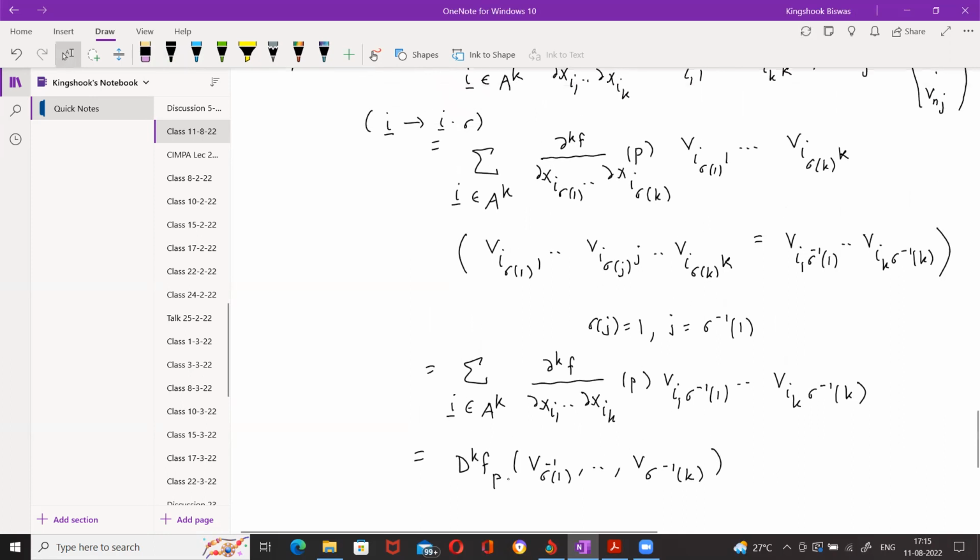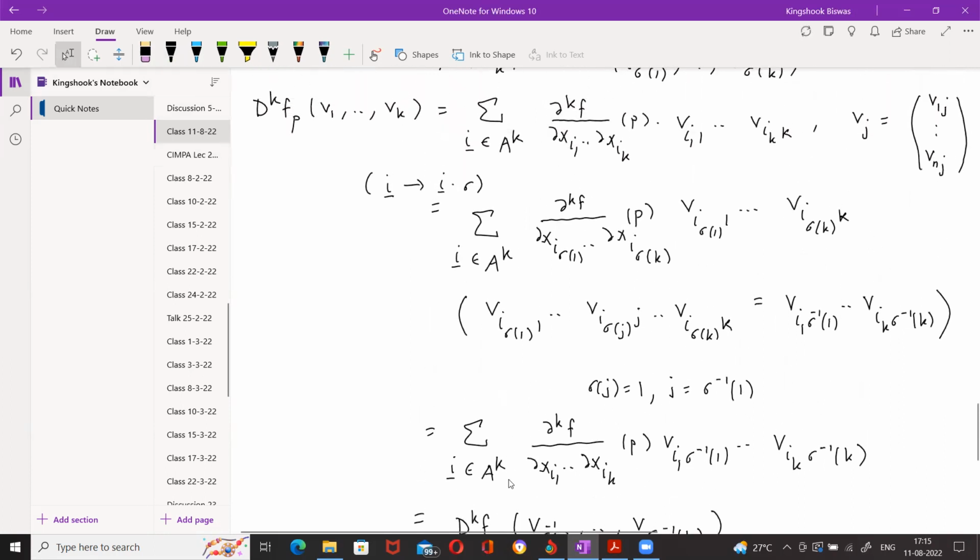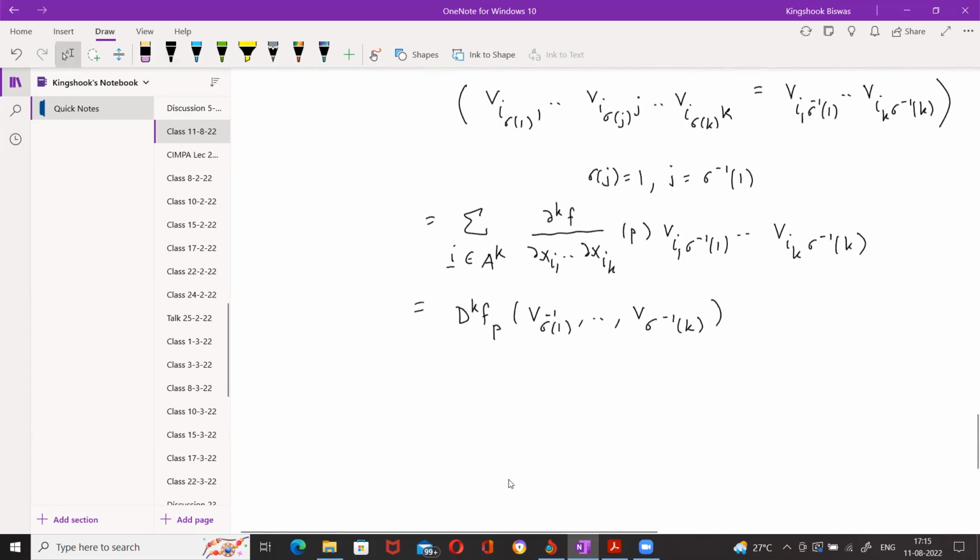Yes? So what does that tell me? That tells me that the kth derivative as a multilinear function is invariant under permutations. This is true for all sigma in S_k, right? So that means that d^k f at P is actually a symmetric multilinear map, which means by definition it is invariant under permutation of the k vectors that it's acting on. Okay, so the kth derivatives are actually symmetric multilinear maps.